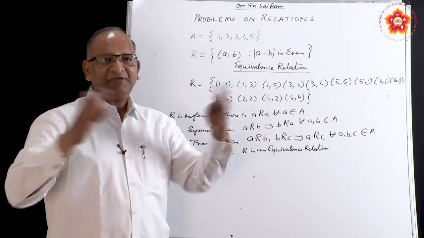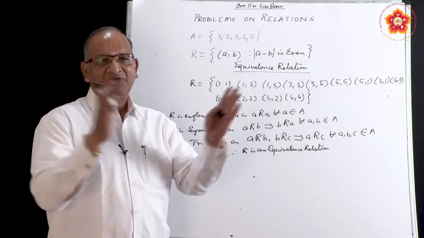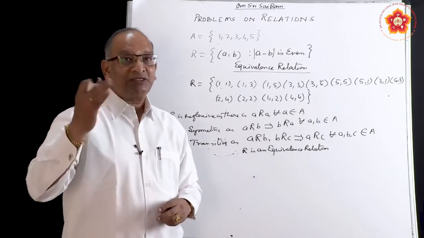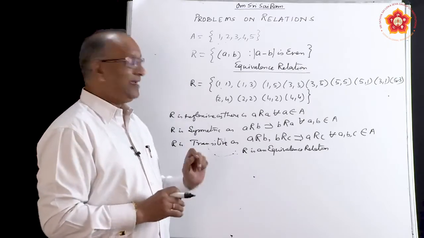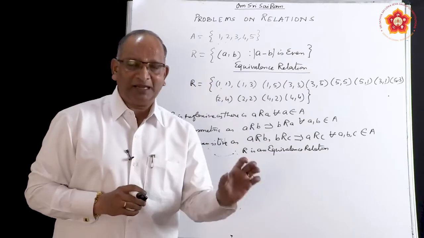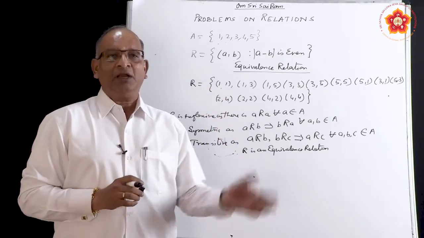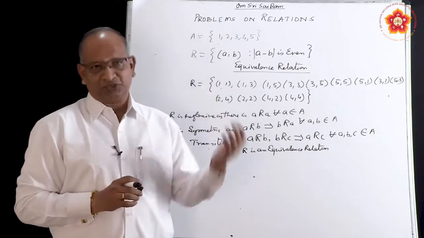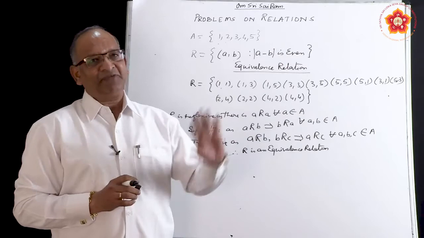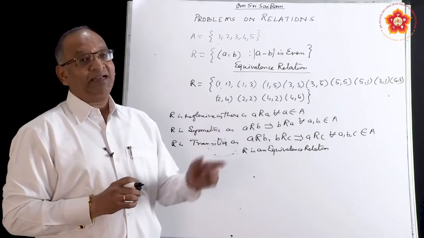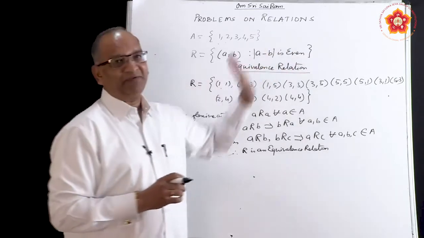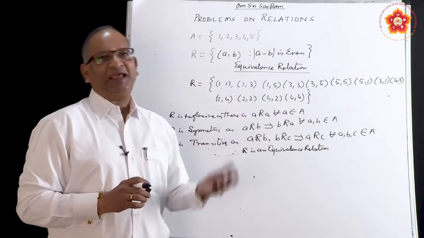So independently we have two subsets, one made of odd numbers, one made of even numbers, and we find that there is no connection between them. Why? Because we are talking about the difference of two numbers. The difference of two odd numbers is even. The difference of two even numbers is also even. But if you take one odd and one even, the difference is not going to be even, whereas the relation is that it should be even. Modulus of a minus b is even. So this is how we explain.